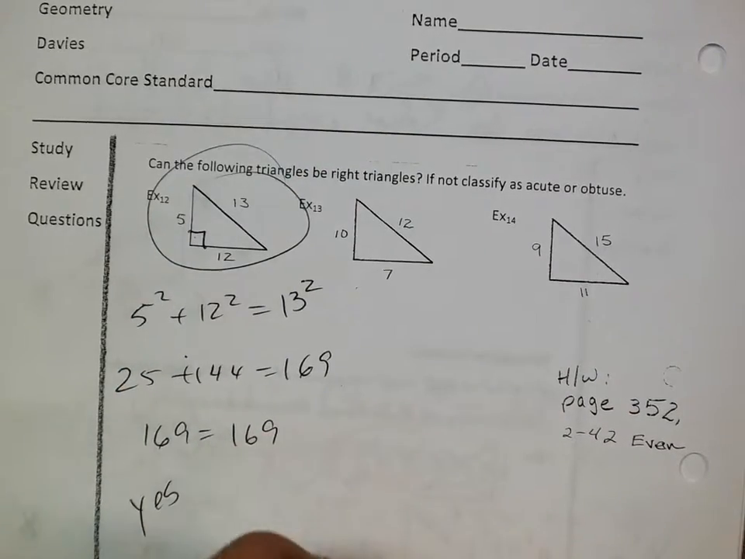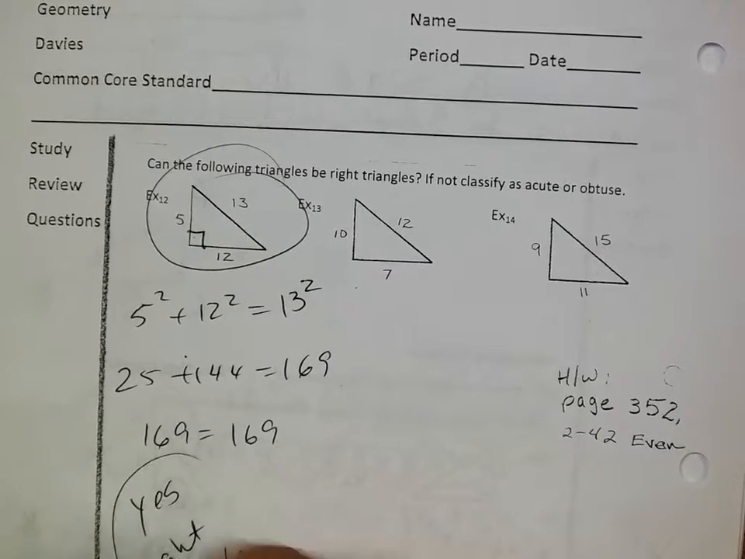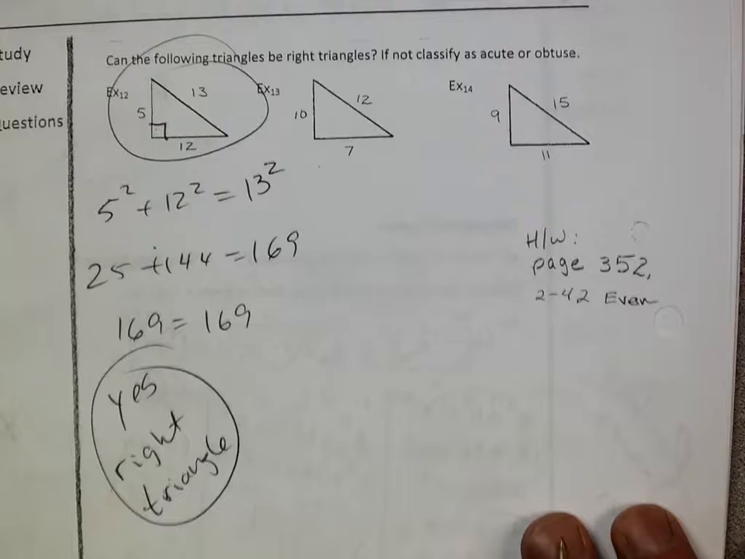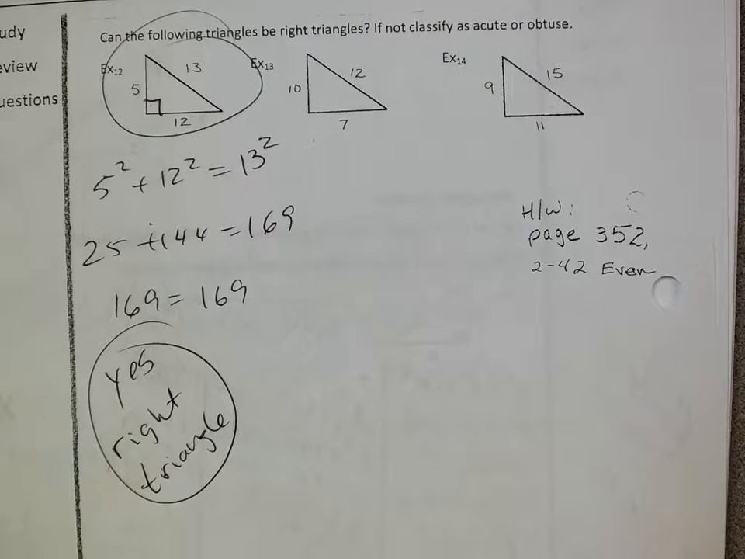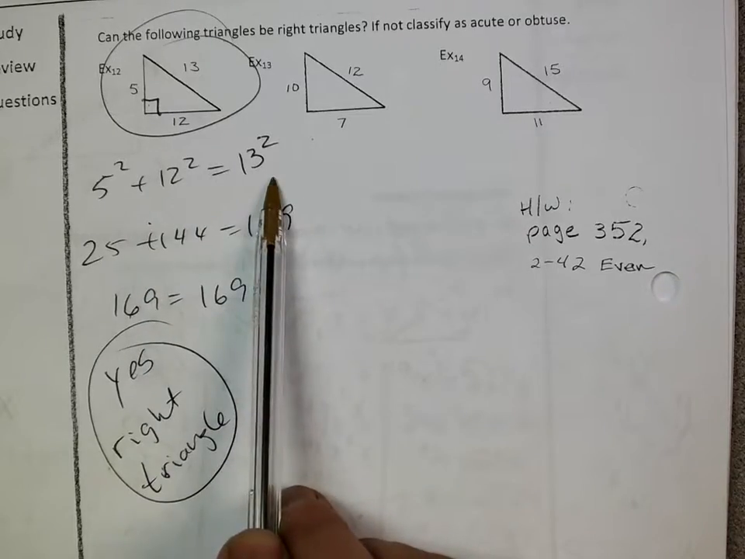Yes. Right triangle. So if Pythagorean's theorem works, if a squared plus b squared equals c squared, it is a right triangle.